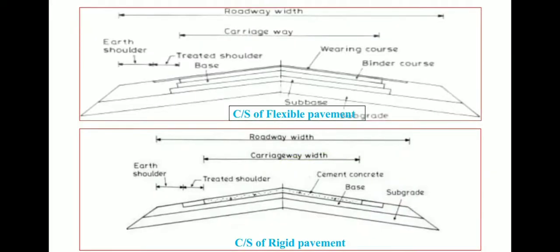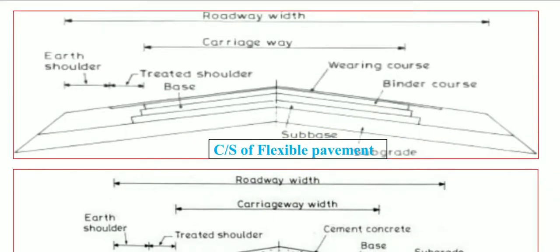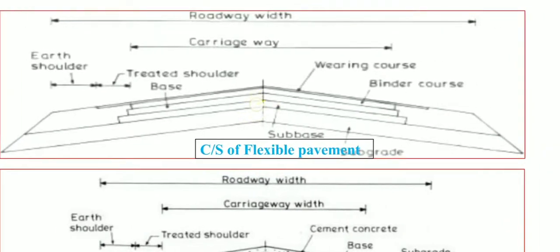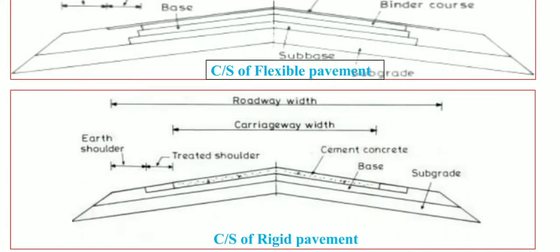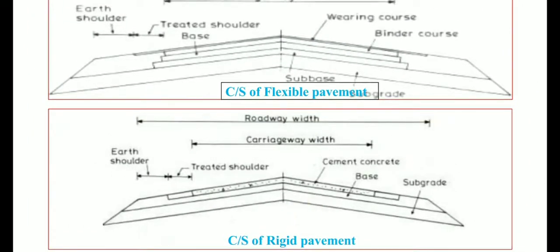Now this is the cross section of flexible pavement. Flexible pavement means bituminous road, we can say. So now see, at the center we can see that it is a raised one, and slowly it is decreasing towards the edges. So ultimately this is called as a camber. This much portion is carriageway. This is a shoulder. Total width, carriageway plus shoulder, is called as a roadway width. Similarly, cross section of a rigid pavement, again it is same, carriageway, shoulder, together it is called as a roadway width.